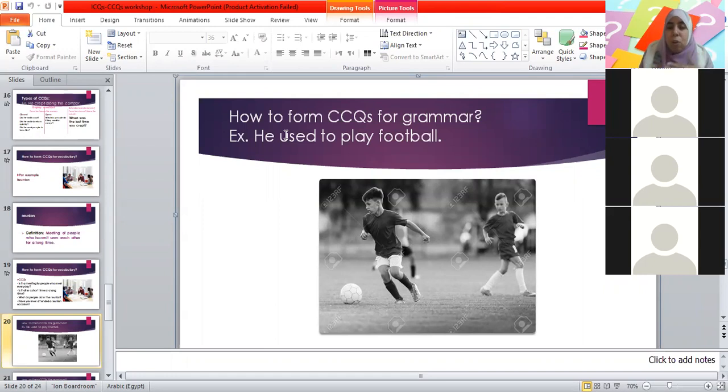So what kinds of concept checking questions can we ask? Did he play football when he was young? Okay, this is the first one. So did he play football when he was young? Yes. Okay, what else?